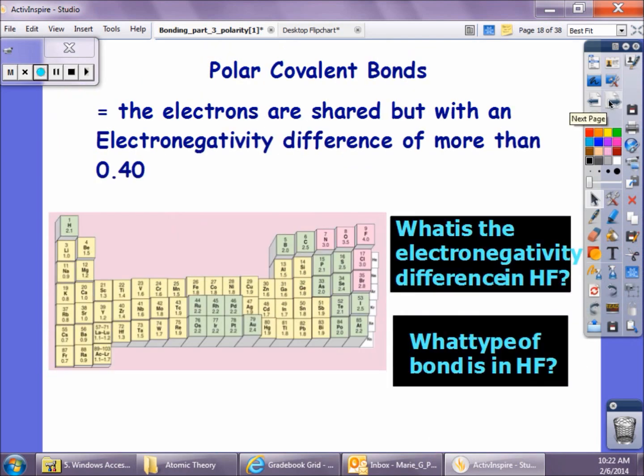Next, polar covalent bonds. The electrons are shared, but with an electronegativity difference of more than 0.4. If you check the difference in electronegativity and it is greater than 0.4, then you say it is polar covalent. And if it is greater than 1.67, it is ionic. Very, very polar. Greater than 1.67, it is ionic.